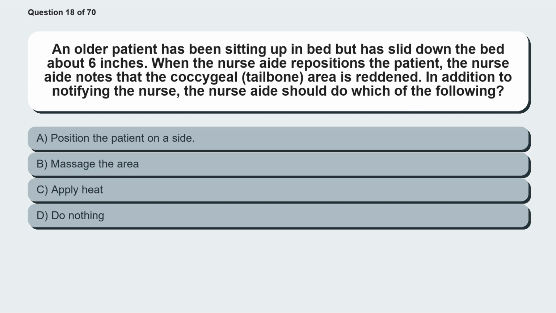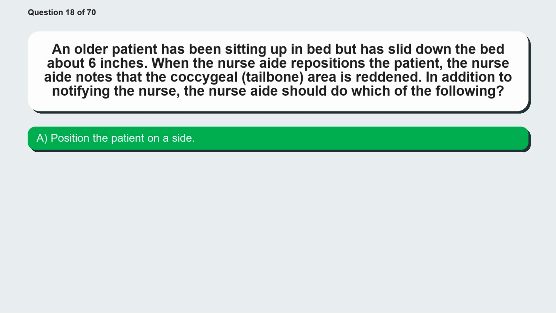Question 18. An older patient has been sitting up in bed but has slid down the bed about 6 inches. When the nurse aide repositions the patient, the nurse aide notes that the coccygeal, tailbone, area is reddened. In addition to notifying the nurse, the aide should do which of the following? Option A. Position the patient on a side. Option B. Massage the area. Option C. Apply heat. Option D. Do nothing. The correct answer is option A.